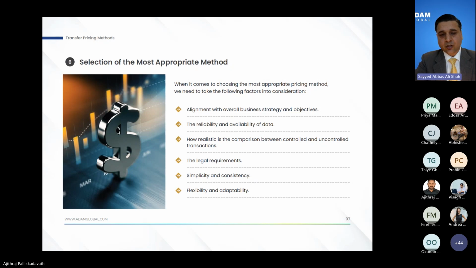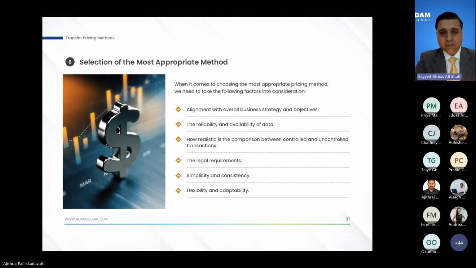That will ensure your long-term compliance, and when it comes to tax audits, it would be smooth sailing, right? So the number one factor that we would be considering is the alignment with overall business strategy and objectives, right?